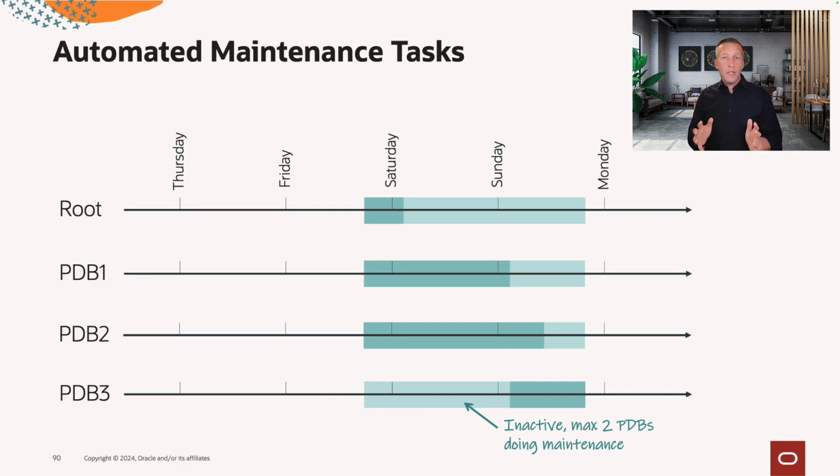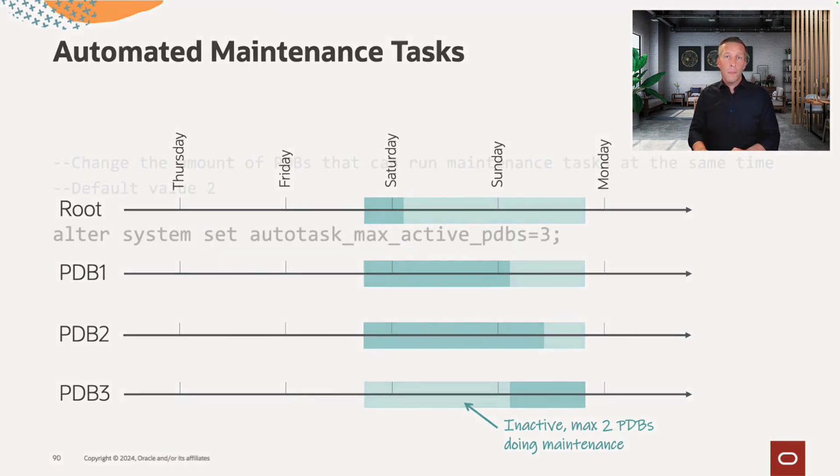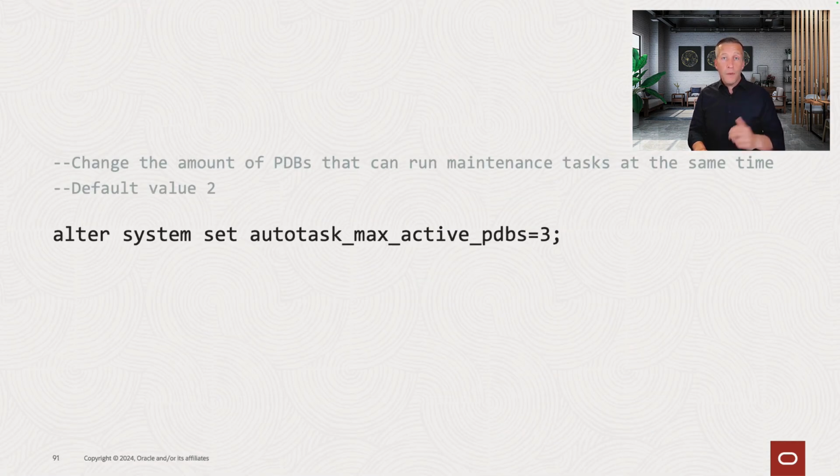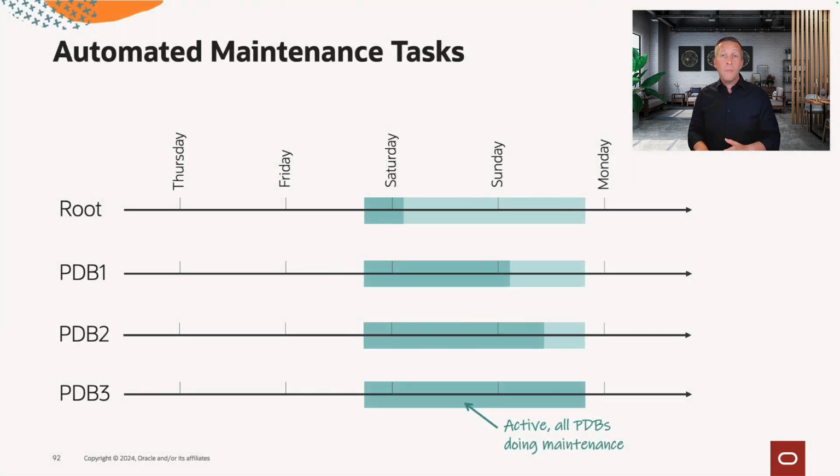The container database, in order not to deplete its resources, will ensure that only two PDBs are doing maintenance at the same time. If you want to allow more PDBs to run maintenance at the same time, there is a parameter that you can change. If we set it to 3 in our case, it means that now 3 PDBs, all PDBs in this case, can run the automatic maintenance at the same time. You just need to ensure that you have enough resources on your system. So if they all do gather stats on huge tables, it shouldn't deplete your system from resources.